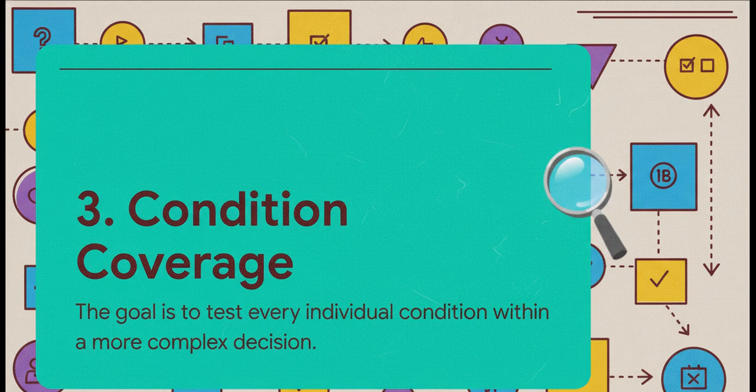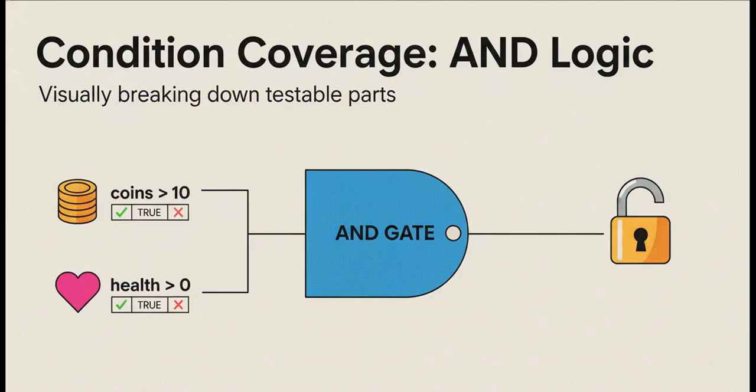Okay, now we're going to get even more detailed. What happens when a decision isn't just one simple question, but a few questions combined? That is where condition coverage comes in. This is all about breaking down a complex decision into its smaller parts and testing each one of those individual pieces. For example, maybe to open a special door in your game, you need to have more than 10 coins and have more than 0 health. Well, just testing the one case where both are true isn't enough.